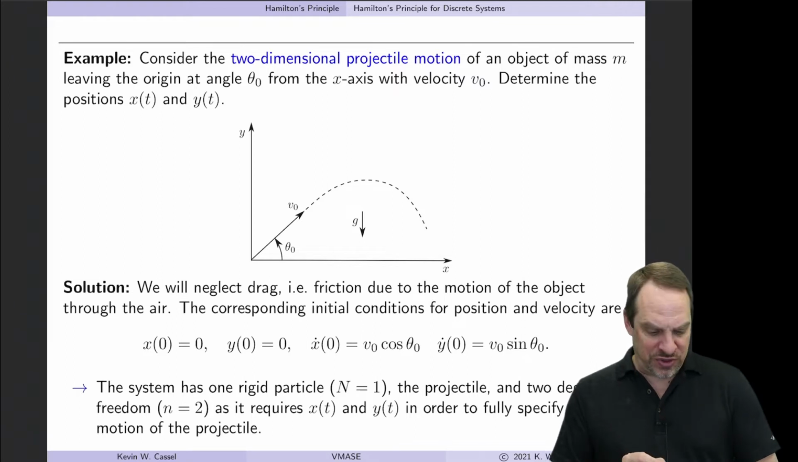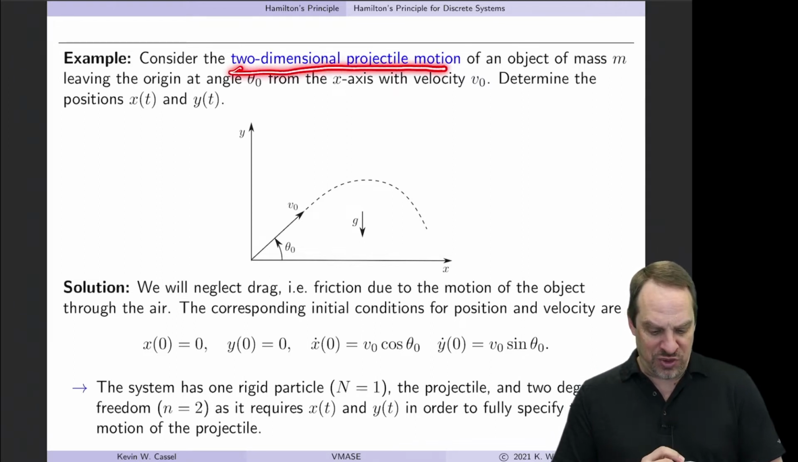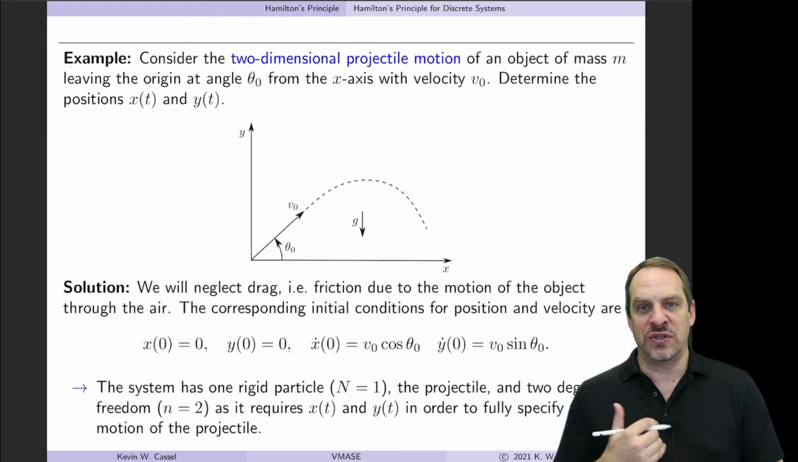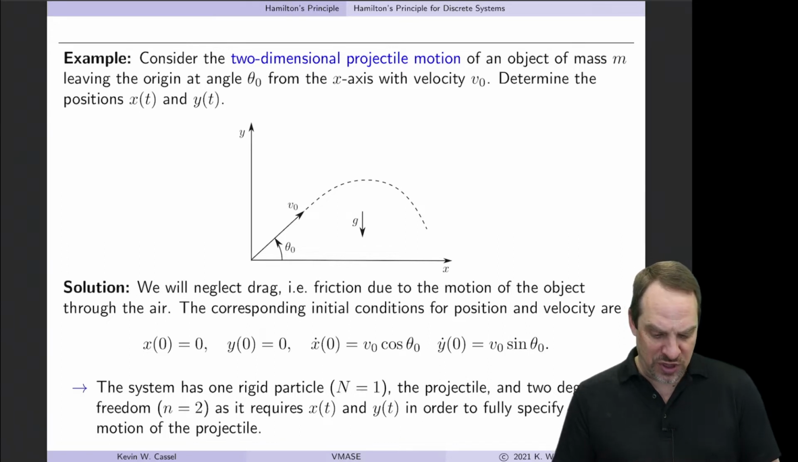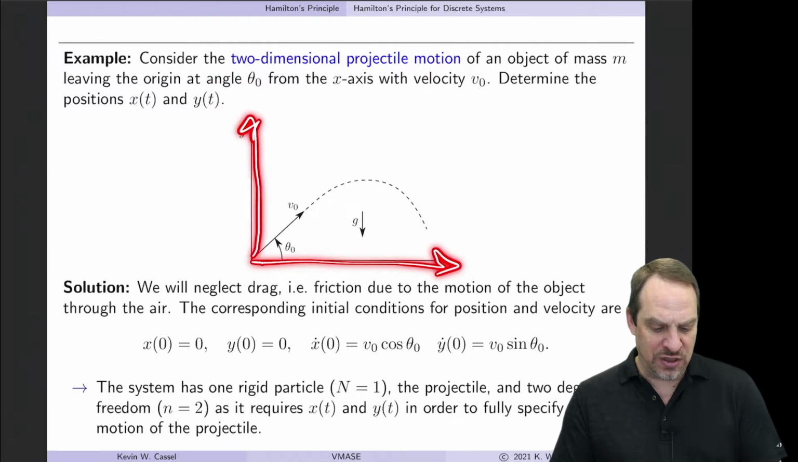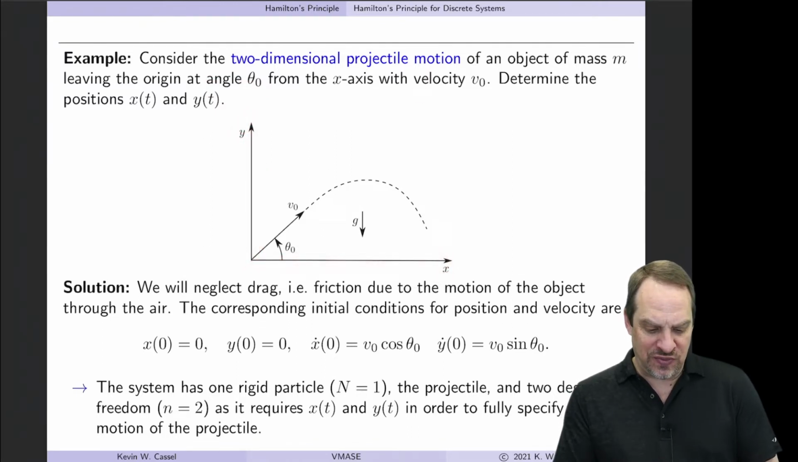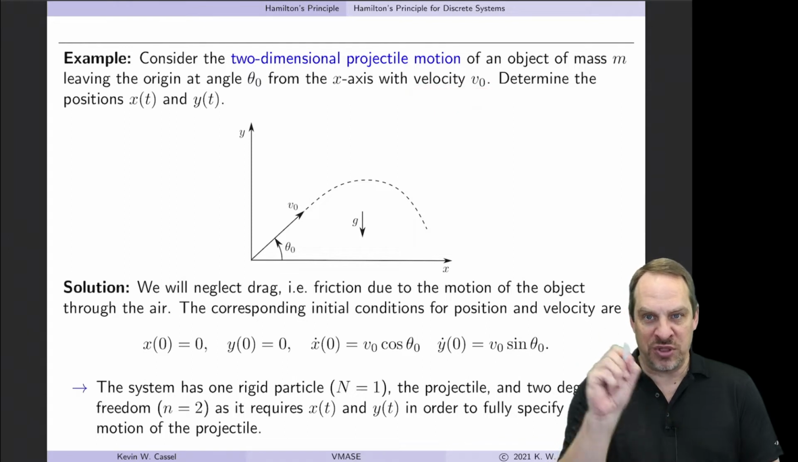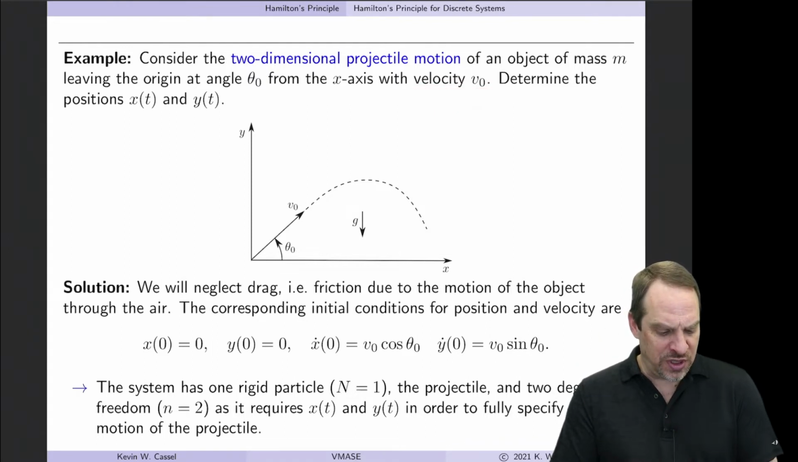So the first example is just 2-dimensional projectile motion. Very simple problem, but let's do this using Hamilton's principle. So we have an object of mass m, and it's being shot at an angle theta 0 from the origin in the xy plane. So it's just 2D projectile motion, and it has a velocity v0 at the time it's shot. And we want to determine the positions x and y as a function of t.